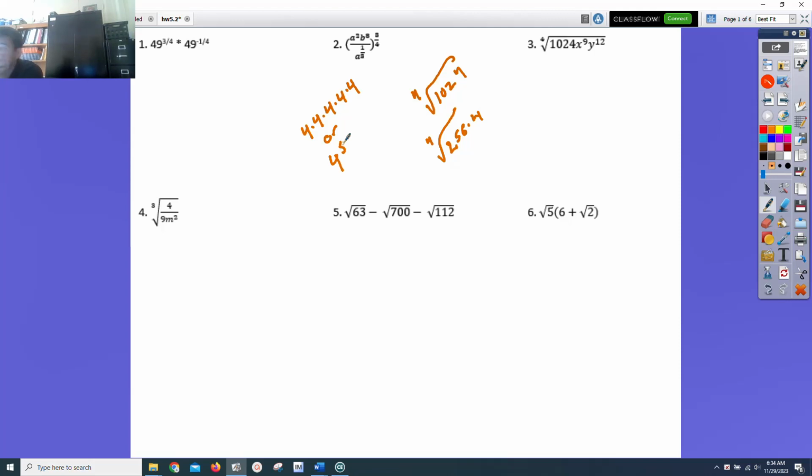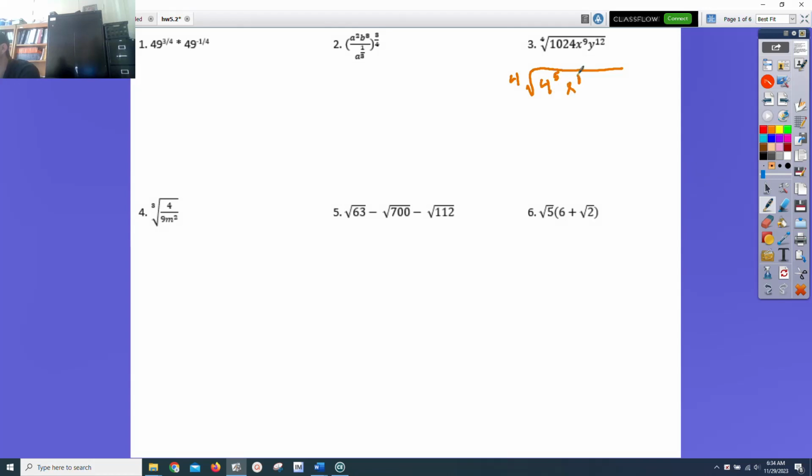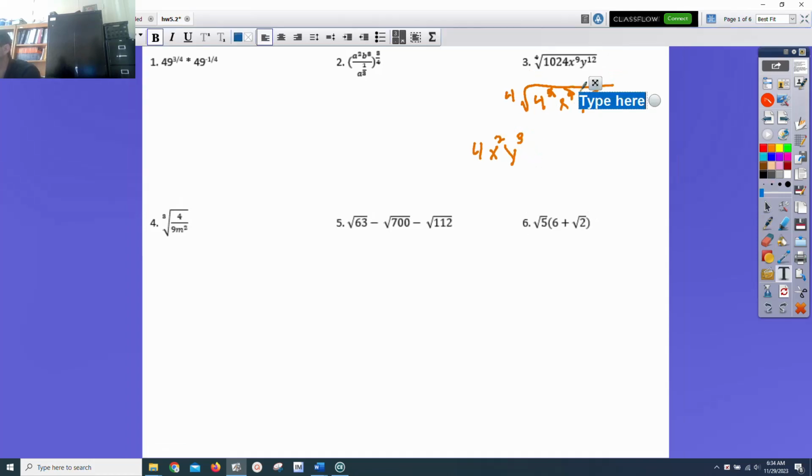So let me rewrite that. This is the fourth root of 4 to the fifth, x to the ninth, y to the 12th. Now all I have to do is I have to ask myself how many times the root enters the exponent. So 4 enters 5 one time, so there's one 4 out front, and there's a 4 left inside. 4 enters 9 twice, x squared out front, and now there's 1 left over. 4 enters 12 3 times. That's all gone. Whoops.